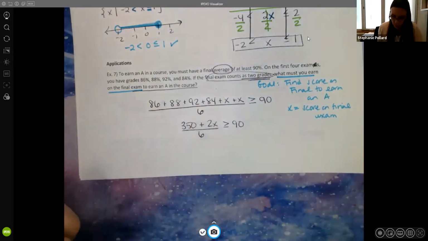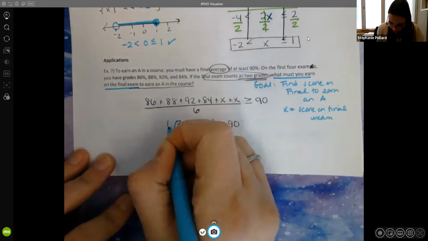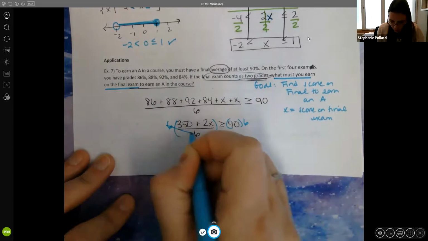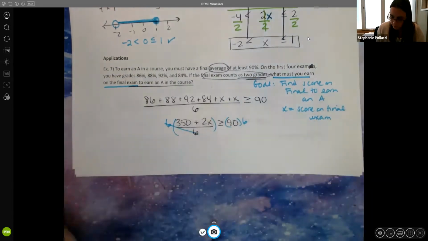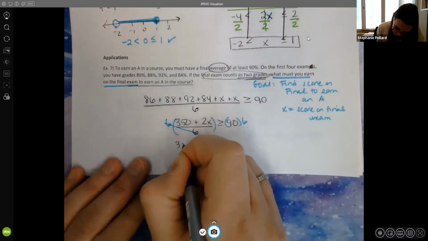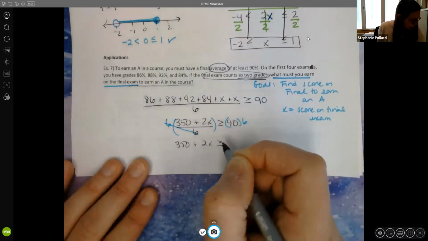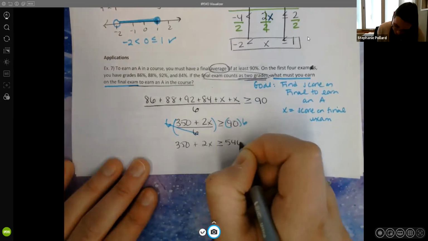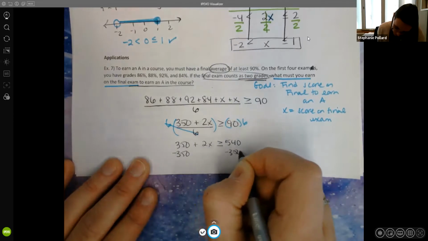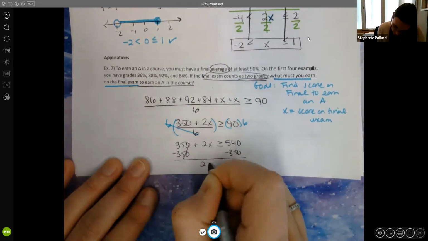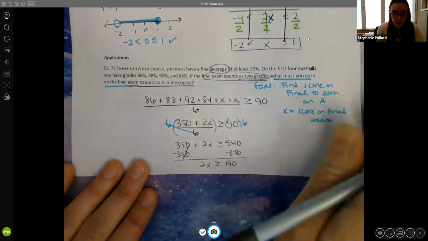Think about how you can solve here. This one looks a little bit different, but we do have this big fraction. So we can cancel out this 6 on both sides, and that will cancel out right away. It's a whole fraction, so the whole thing cancels. So we have 350 plus 2x is greater than or equal to 540. Now we're subtracting 350 from both sides. So I get 2x is greater than or equal to 190.